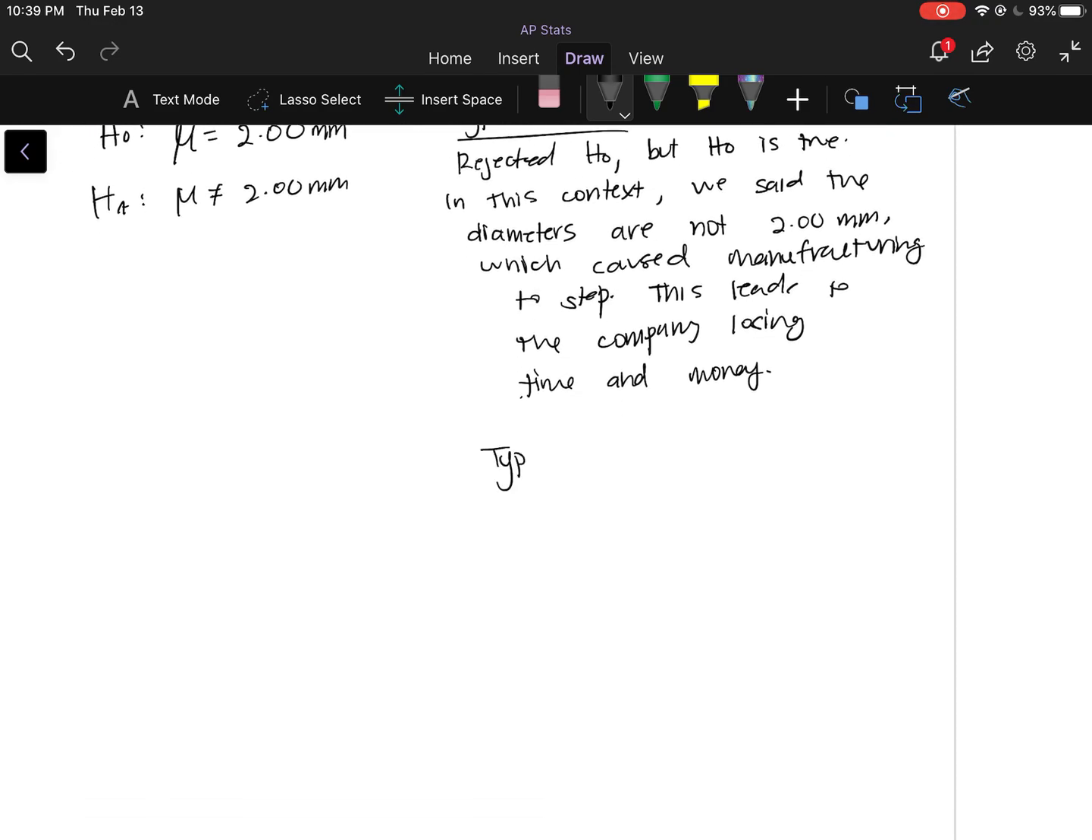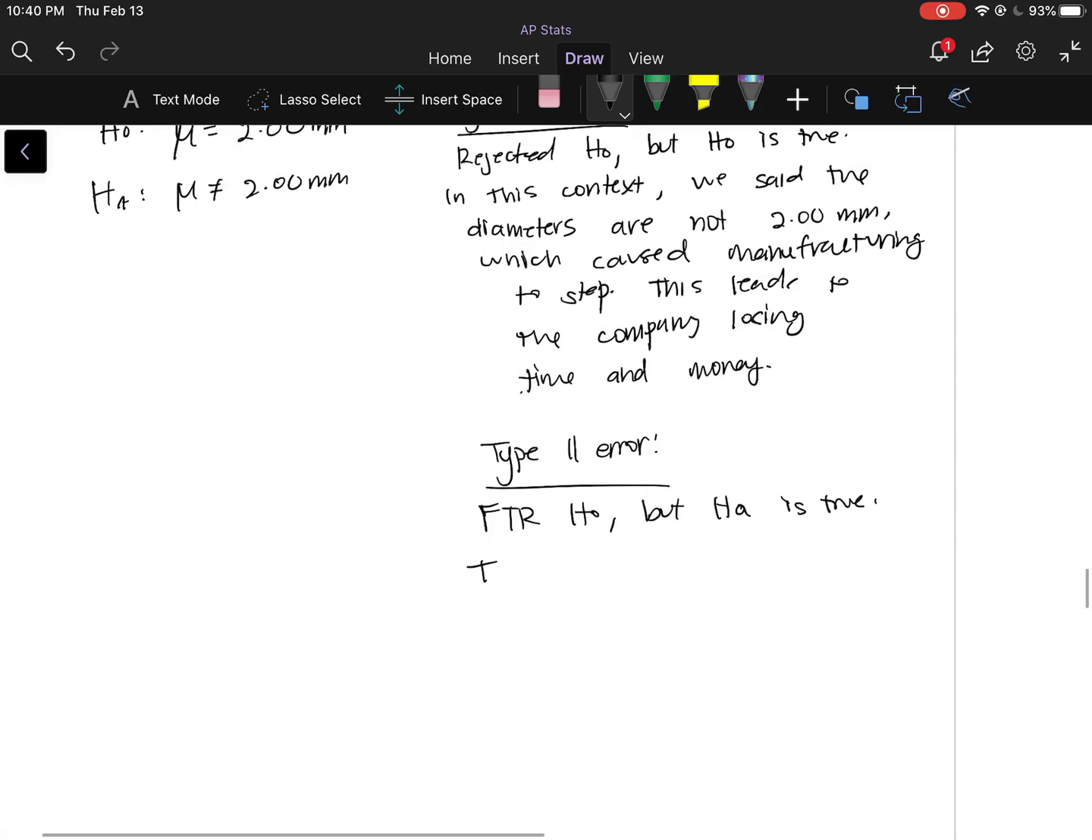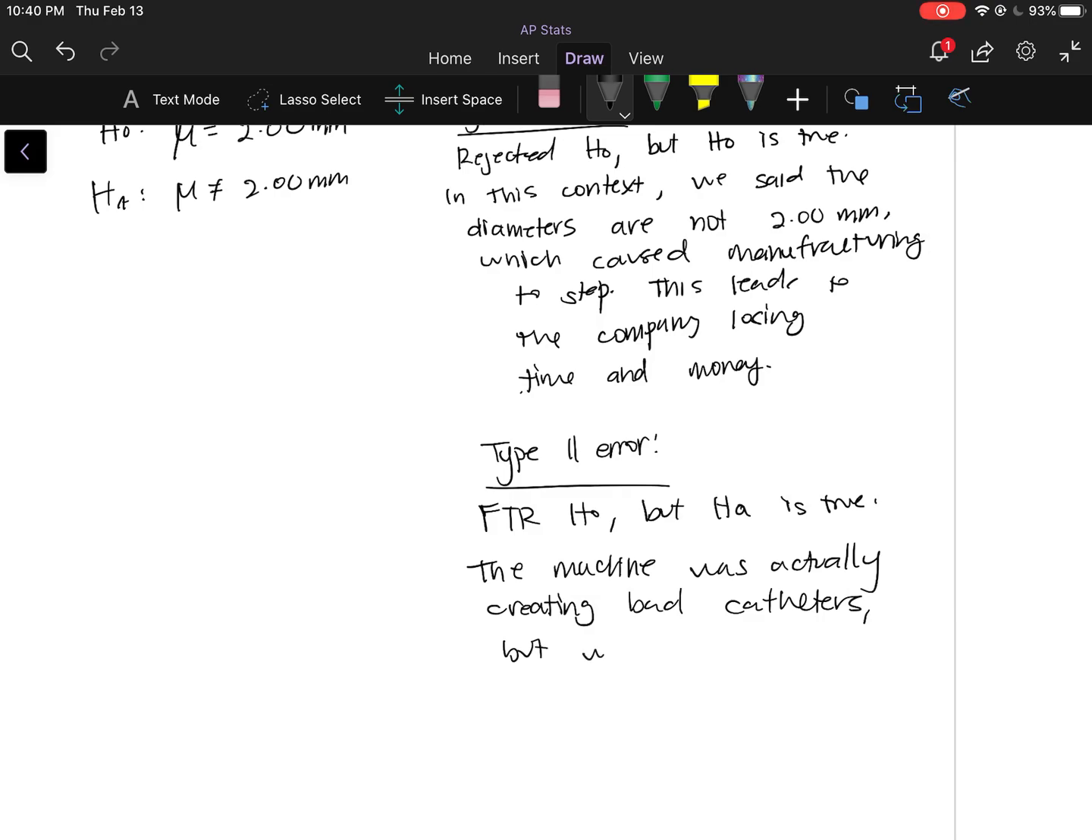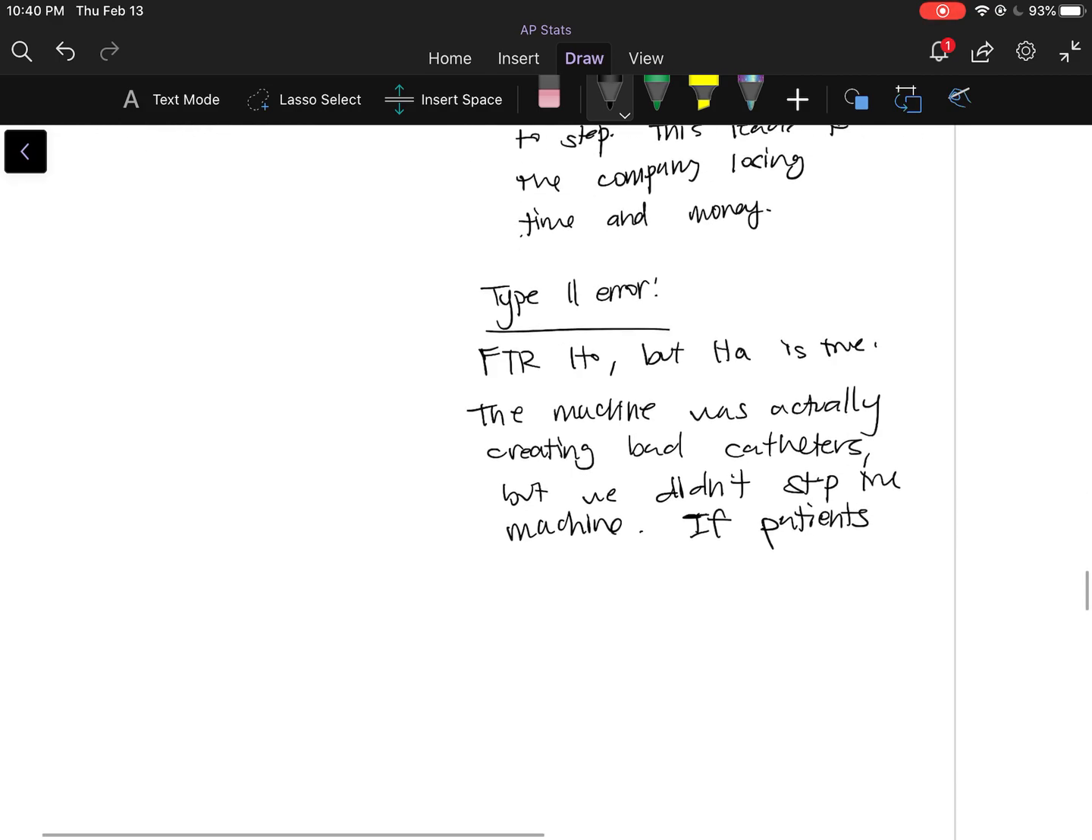For a type 2 error, this is when we fail to reject H0, but HA is true. So that means that the machine was actually creating bad catheters, but we didn't stop the machine, right? If patients get the bad catheters, they could die.